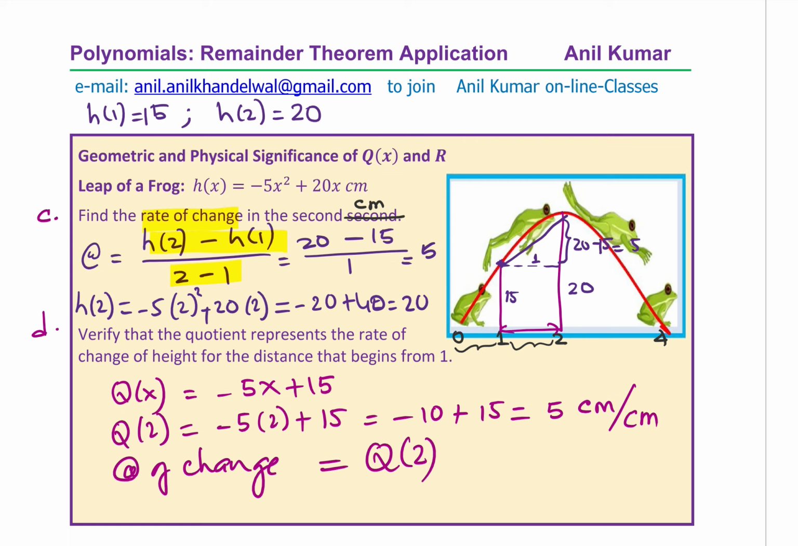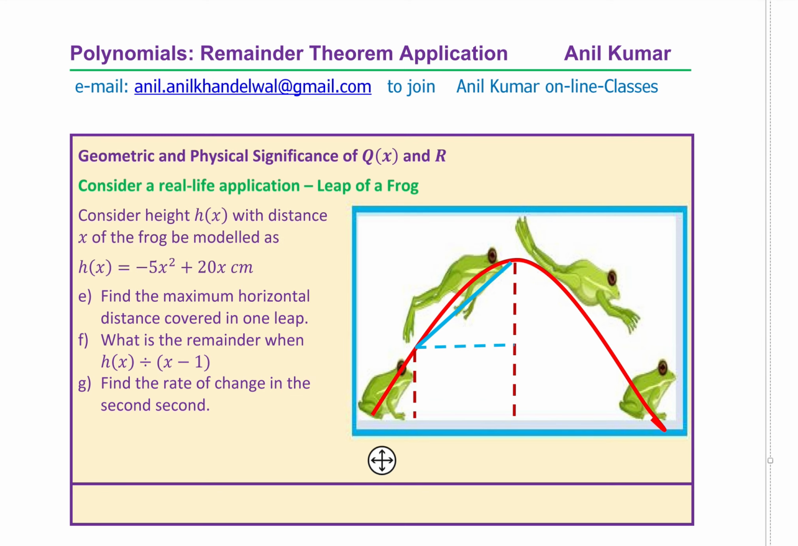Now let me summarize our learnings for this particular case. We basically took this example just to verify the significance of q(x) and the remainder r. R is the value, right, at any point. So if this point is, let us say, in our case 1 in the frog example, then this height will be equal to h of 1, correct? And at 2 centimeters, the height will be h of 2, correct?